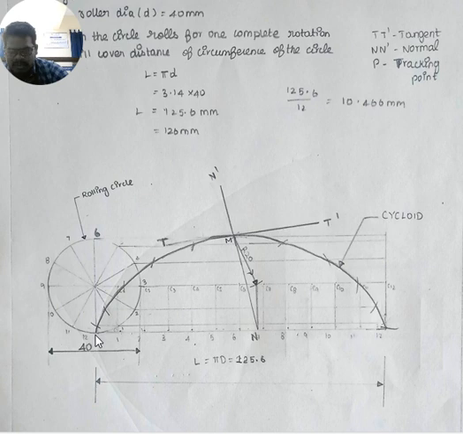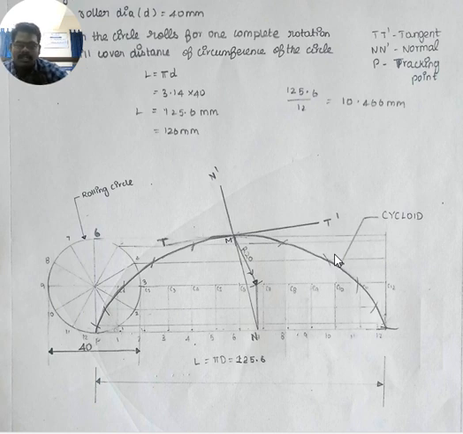Then after that, from P, you have to draw a curve passing through all the arcs. Then you will be getting a smooth curve. That curve is called the cycloidal curve. Then you have to give the name to the curve as cycloid. After drawing the cycloid, you have to draw the normal and tangent.